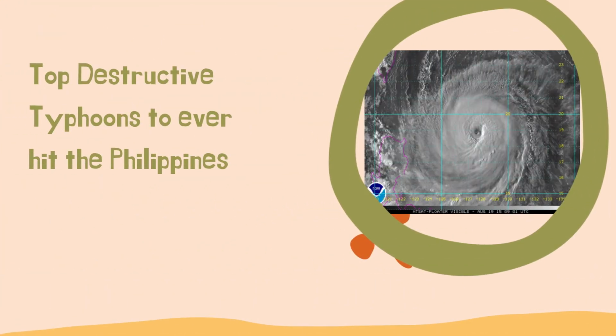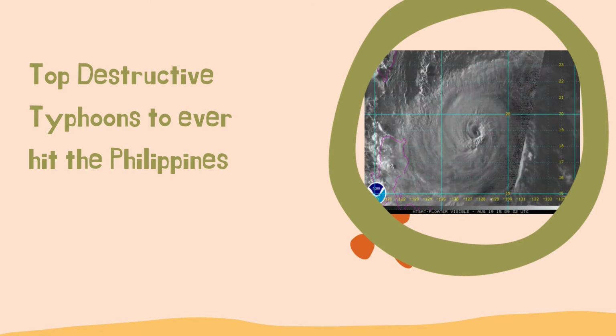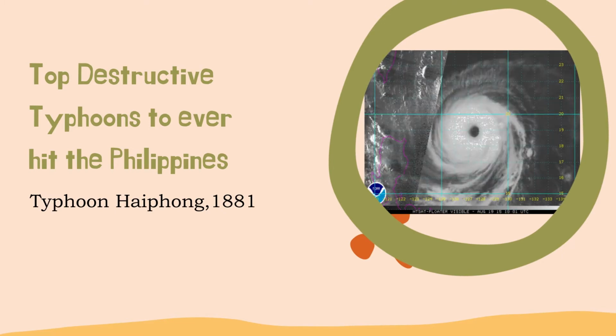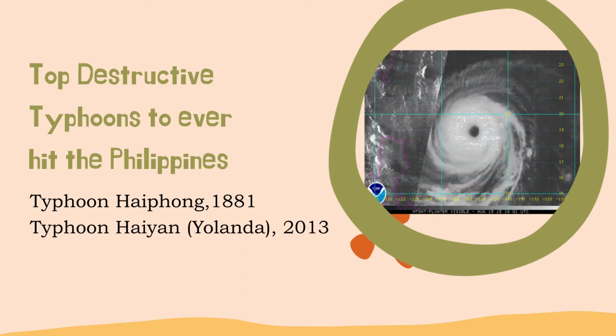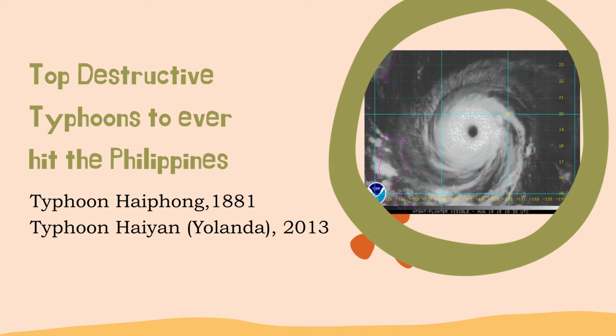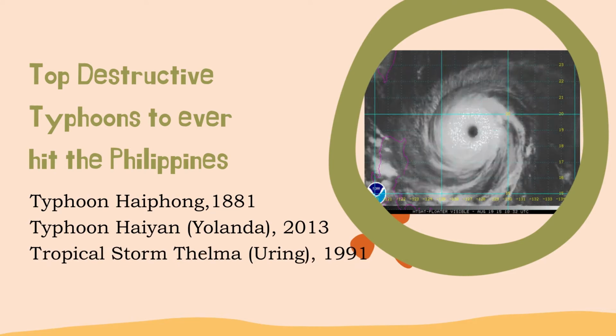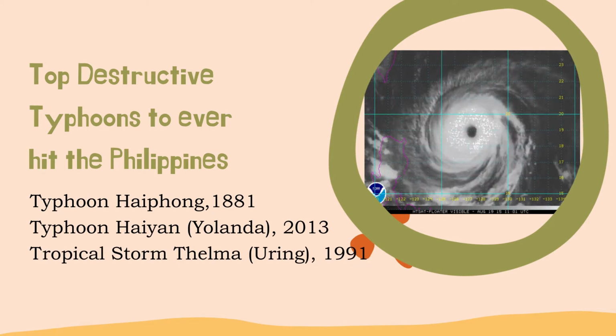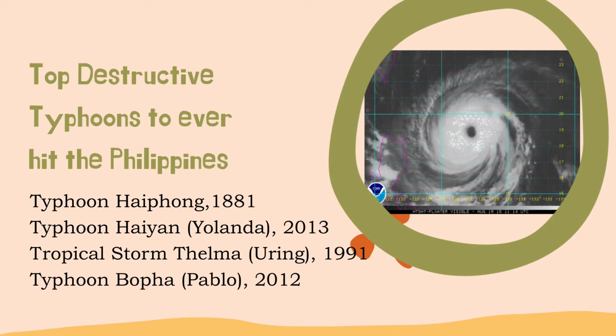The top destructive typhoons to ever hit the Philippines are Typhoon Haiphong in 1881, Typhoon Haiyan, or known as Typhoon Yolanda in 2013, Tropical Storm Thelma, known as Yuring in 1991, and Typhoon Bopha, or Pablo, in 2012. Do you remember Typhoon Bopha or Pablo?